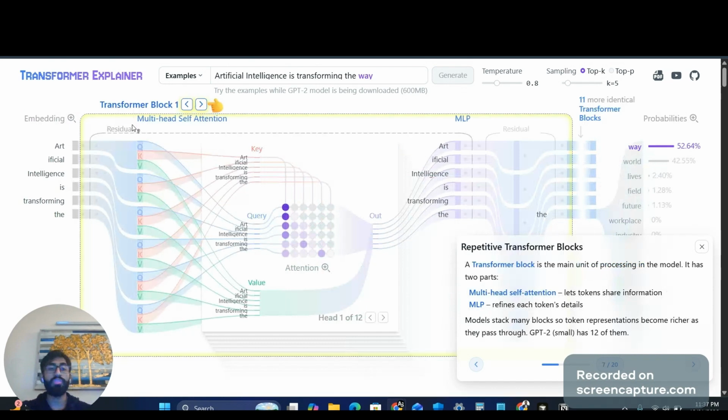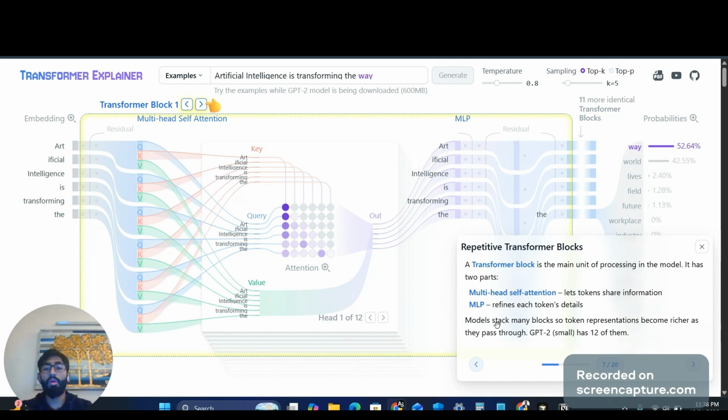Now we have the transformer block. We have 12 of these, but they're basically multi-head self-attention. Multi-head self-attention is basically where tokens share information with each other. So the first word is art, then the second is official, they learn from each other, then intelligence, then is transforming the. That key aspect of learning information happens in the multi-head self-attention block. The MLP, the multi-layer perceptron, receives that learned representation from the multi-head self-attention and refines it, makes it better, or polishes each token's detail.